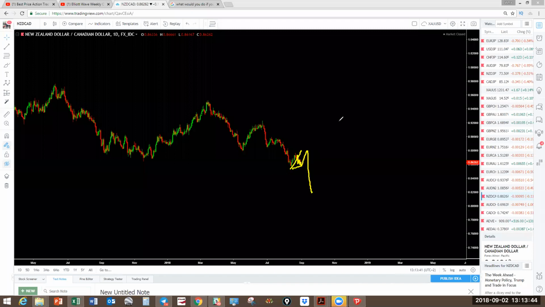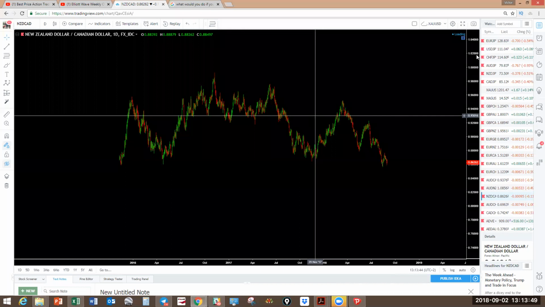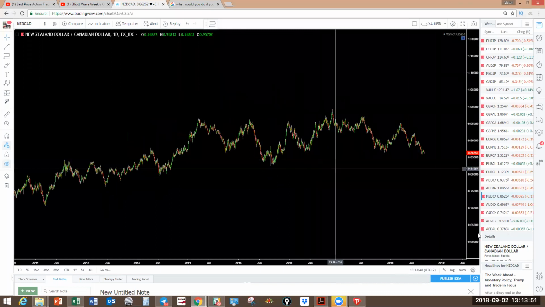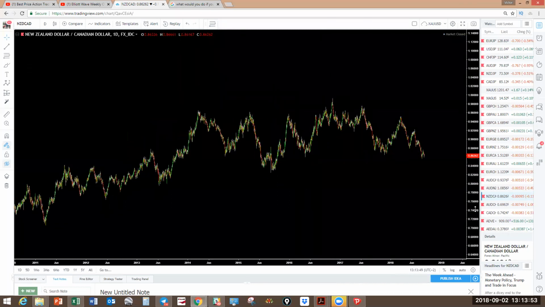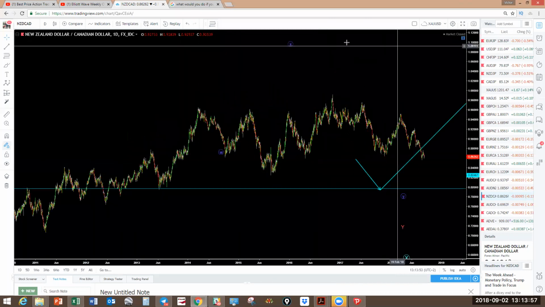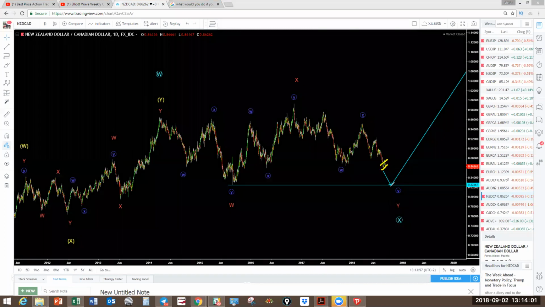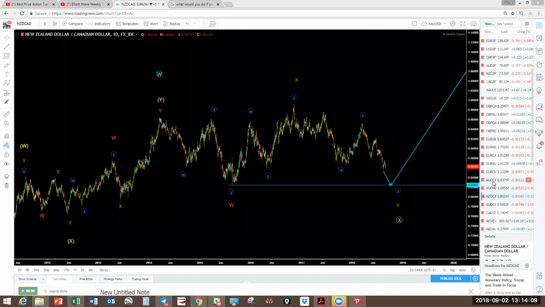Why am I looking for it to come back down? Because we've got a clear analysis on this one here, on this NZD/CAD. Look at this. Look how complex this one looks. So we are looking for this to come back down here to this level before we start with the move to the upside. Very clear structure, this one. Right, so that's NZD/CAD.